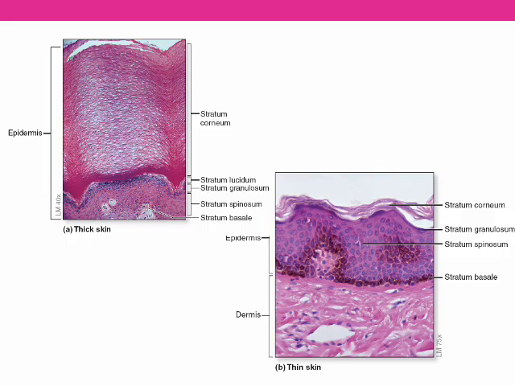Here is a quick comparison between thick skin on the upper left and thin skin at the bottom right. So we see that in thick skin there is stratum lucidium. On the other hand, in thin skin, stratum lucidium is not present. But if we also compare stratum corneum, we can see that stratum corneum in thick skin has a lot more layers, while the stratum corneum in the thin skin is far thinner and has less layers.